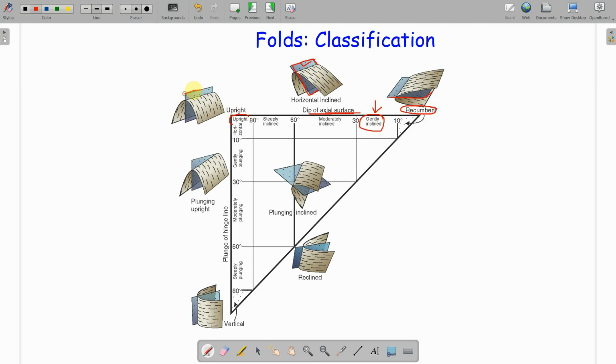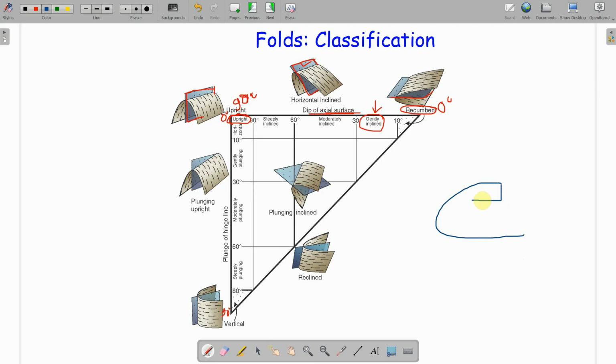Now if the axial plane is perpendicular to the horizontal plane or almost perpendicular to the horizontal plane, the angle is 80 to 90 degrees, then I will be saying, so it's starting from the 0 degree going up to 90 degree like this, and here the plunge of the hinge line is starting from 0 degree and going up to 90 degree. So 0 to 90 degrees you are having. So now tell me, what will it be called? It will be called upright. Similarly, if the plunge of the hinge line is between 80 to 90 degrees, then I will be saying that fold is a vertical fold.